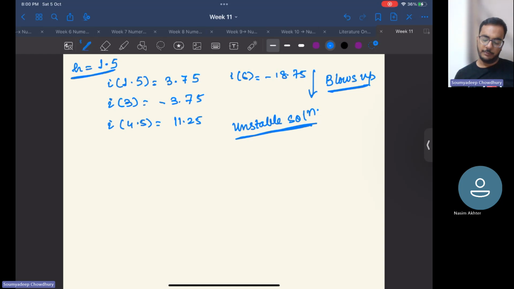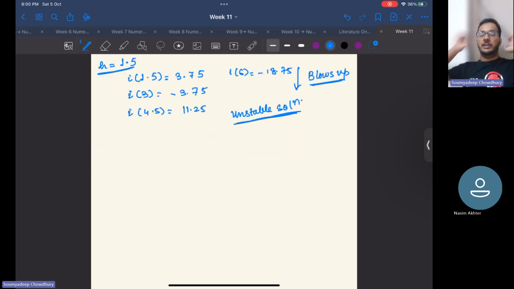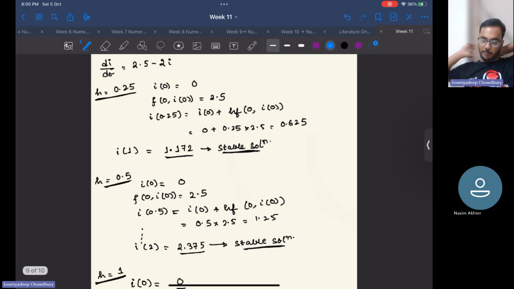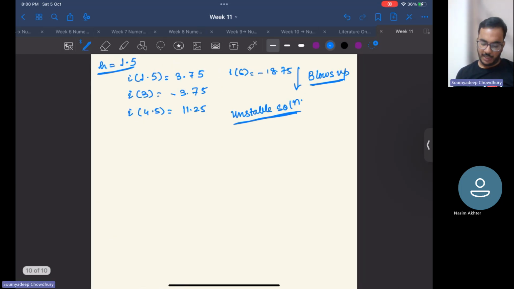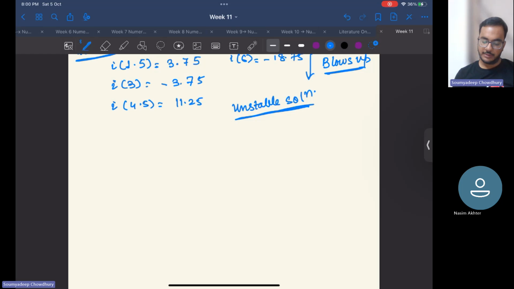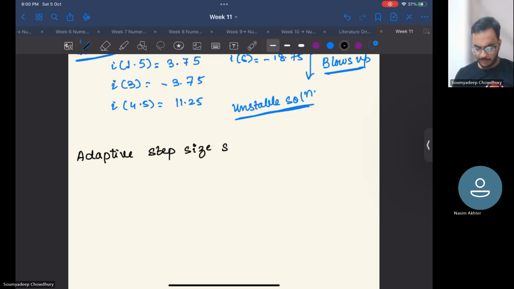So for this particular differential equation, in Euler's method, any step size above 0.5 is giving an unstable solution. So now how to find this boundary? That is, what is the optimum value of H, which basically decides your solution? For this, we have another technique which is known as adaptive step size selection.